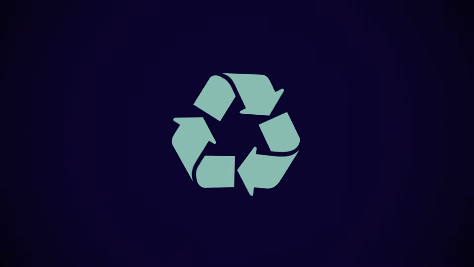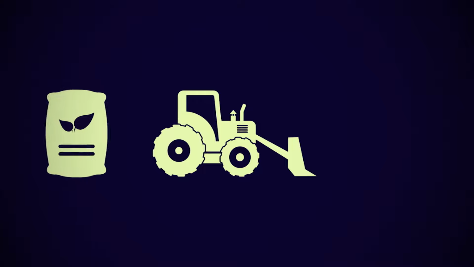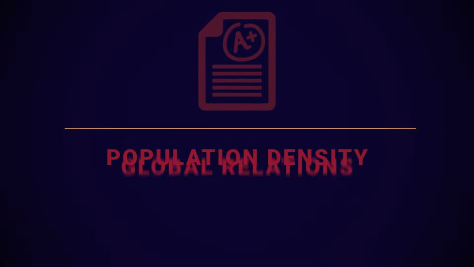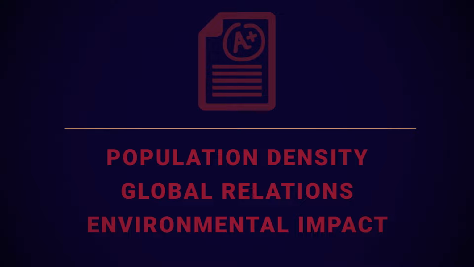To encourage environmental stewardship, students will learn about environmental concerns regarding land clearing, fertilizers, and chemical waste. To demonstrate their learning, students will compose a critical essay on how a space bucket could influence agriculture technology regarding population density, global relations, and environmental impact.